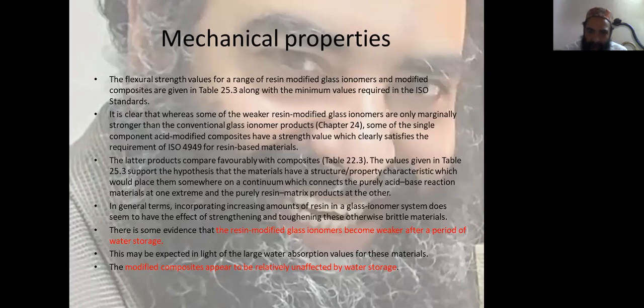The values given in table 25.3 support the hypothesis that the materials have a structure or property characteristics which would place them somewhere on a continuum which connects the purely acid-base reaction material at one extreme and the purely resin matrix product at the other. In general, incorporating increasing amounts of resin in a glass ionomer system seems to have the effect of strengthening and toughening these otherwise brittle materials, as the glass ionomer is a brittle material.